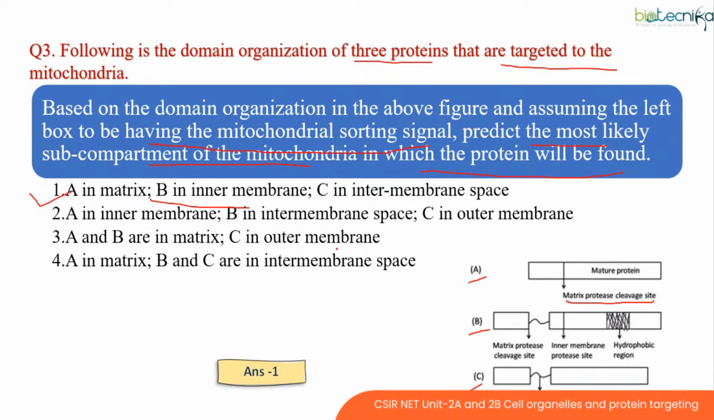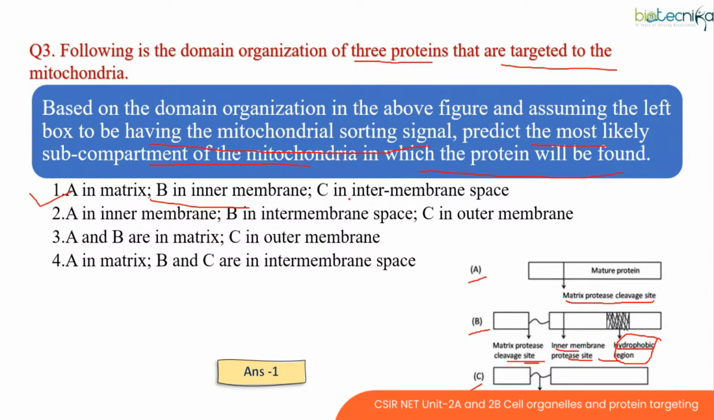Now coming to B. B is an inner membrane bound protein. How can we say that B is an inner membrane bound protein? Because it has a hydrophobic region through which it can tether to the membrane. It has the inner membrane protease site and it has some exposure to the matrix cleavage site as well. So because of this, we can easily say that it is present in the inner membrane. And next we have the intermembrane space. Those proteins can interact with the outer membrane import pore. So we can conclude that A is for matrix, B is for inner membrane, and C is for intermembrane space.